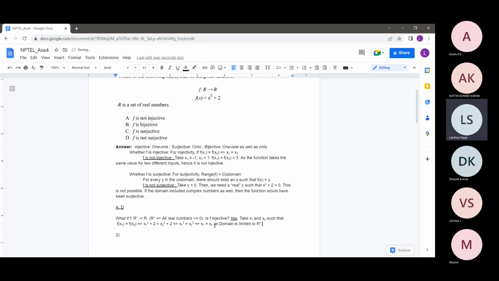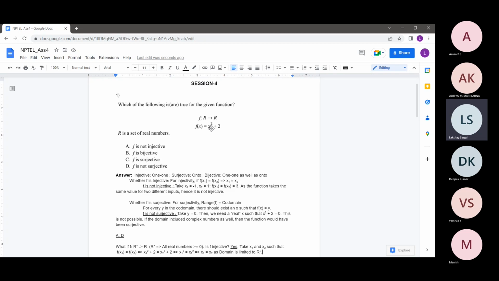Just a side note which I want to point out here. You can't just comment on whether a function is injective or surjective based on the function f of x alone. You also need to know the domain and codomain of the function. Basically, these properties of injectivity and surjectivity can change depending on the domain and codomain of the function. It doesn't just depend on the function, it also depends on from where to where the function is mapped.